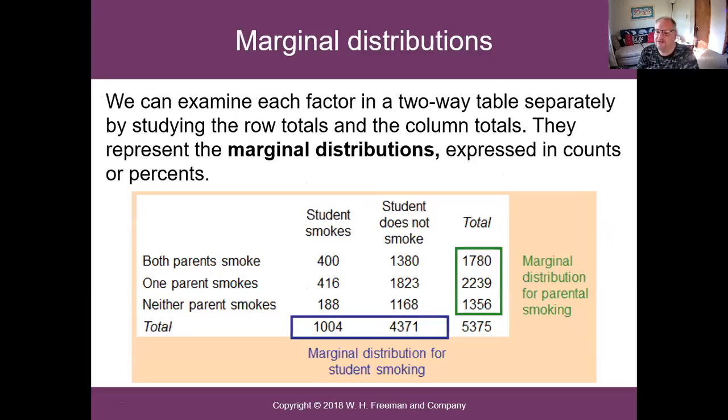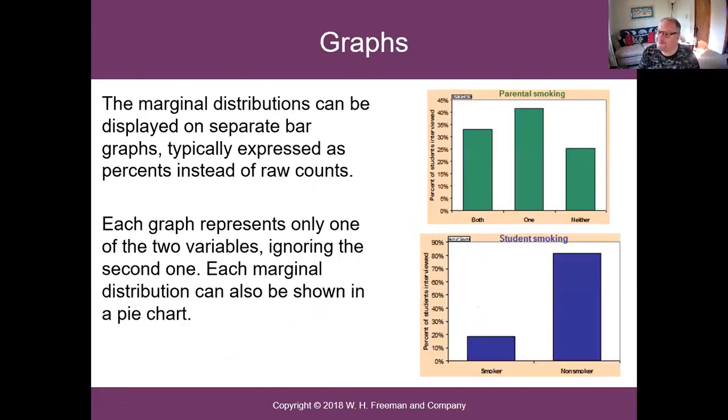In fact, in one of the slides, it tells you, see the green box is illustrated as marginal distribution for parents smoking. There's 3 numbers of that. There's 2 numbers of the distribution for students smoking. And look, it's blue. So look at the graph for the blue one.